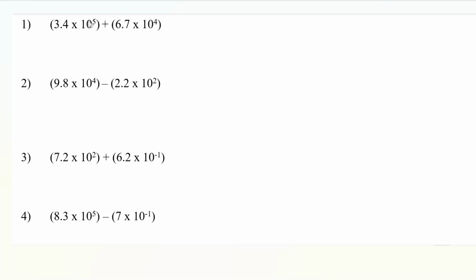Starting with the first question, here we're adding and we need to change one of these brackets so the powers of 10 match. So if we rewrite this bracket, we need to rewrite this so it's to the power of 5. So at the moment we have 10 to the power of 4. And we need to multiply that by 10 to the power of 1. Now for this number we need to go one decimal place to the left, so that'll be 0.67. So 0.67 times 10 to the power of 1 gives us 6.7 times 10 to the power of 4.